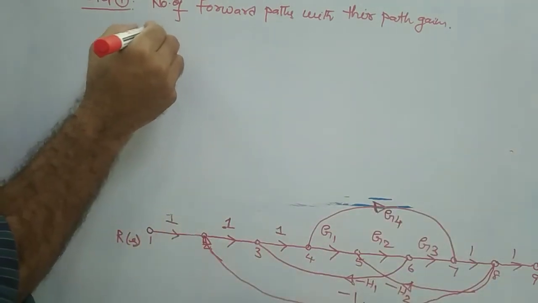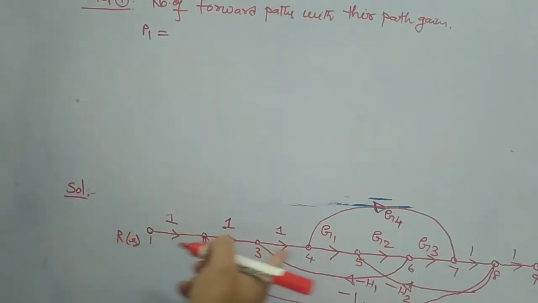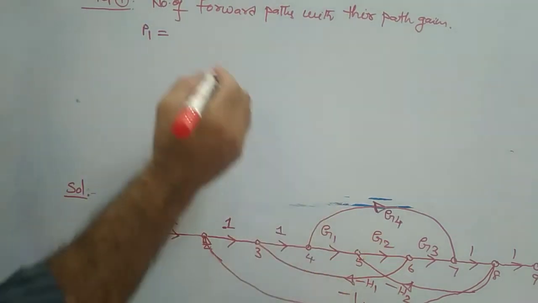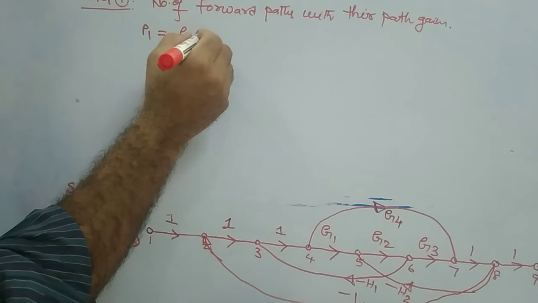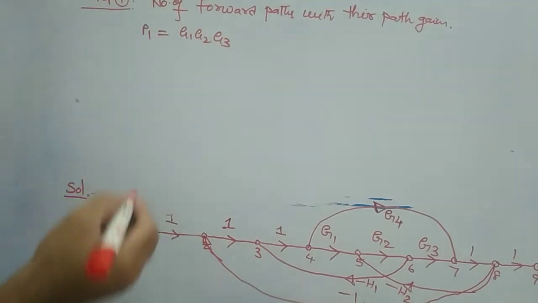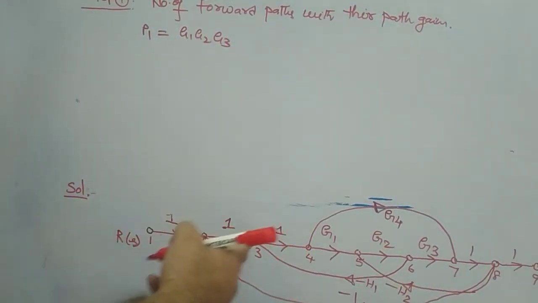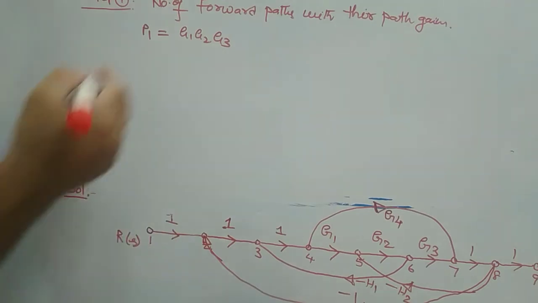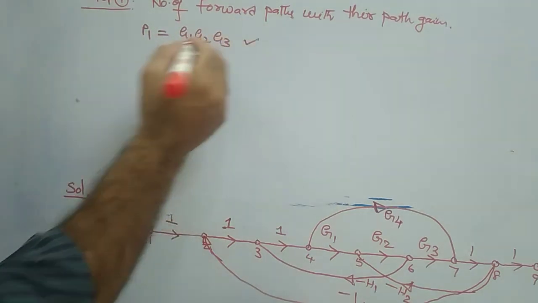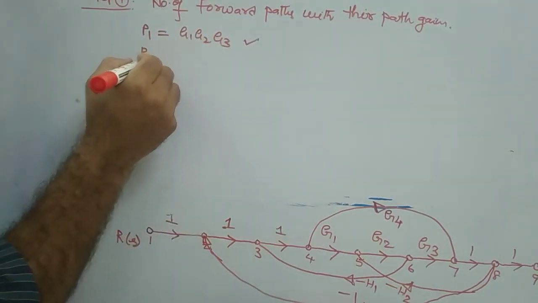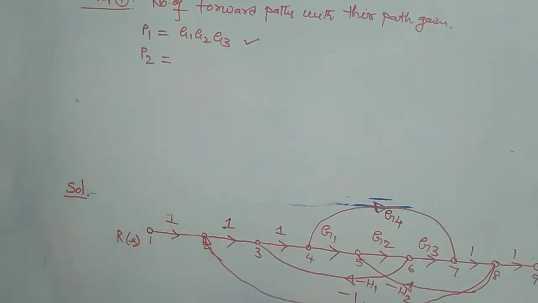P1 is equal to, just multiply all the gains. Obviously we will have G1 G2 G3, that's all, because into 1 into 1 into 1, 1 is nothing but 1 only. This is your first forward path with path gain this much. What is the second path?